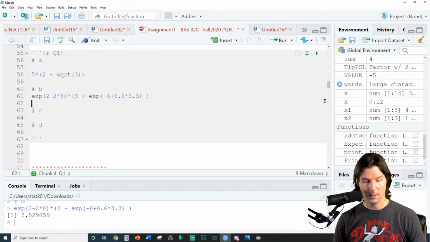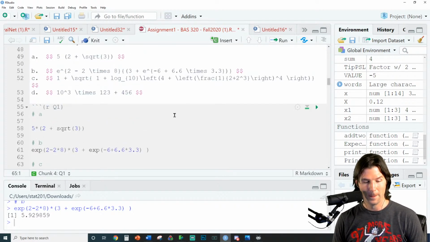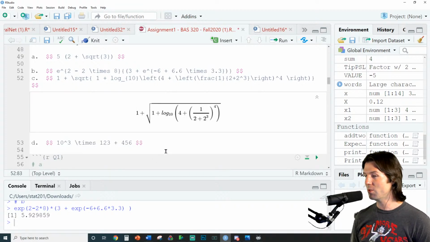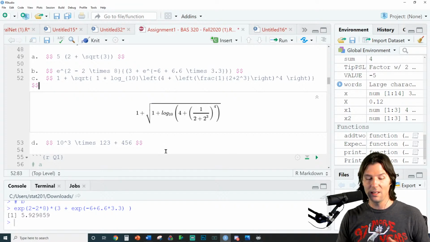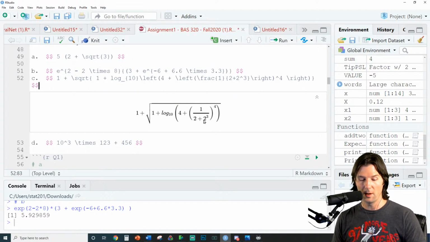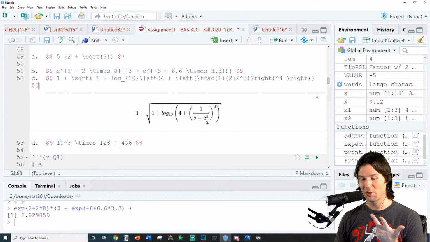Continuing on right here, let's take a look at question C. Question C, it's getting more complicated, isn't it? Look at this. Oh my gosh. When you think about this right here, what would be the easiest thing to write out for this? The easiest thing to write out is going to be maybe this 2 plus 2 raised to the third power, which we can kind of think. That's going to be 2 times 2 times 2, which is 8. So that's going to be 10 on the bottom. That's 1/10.